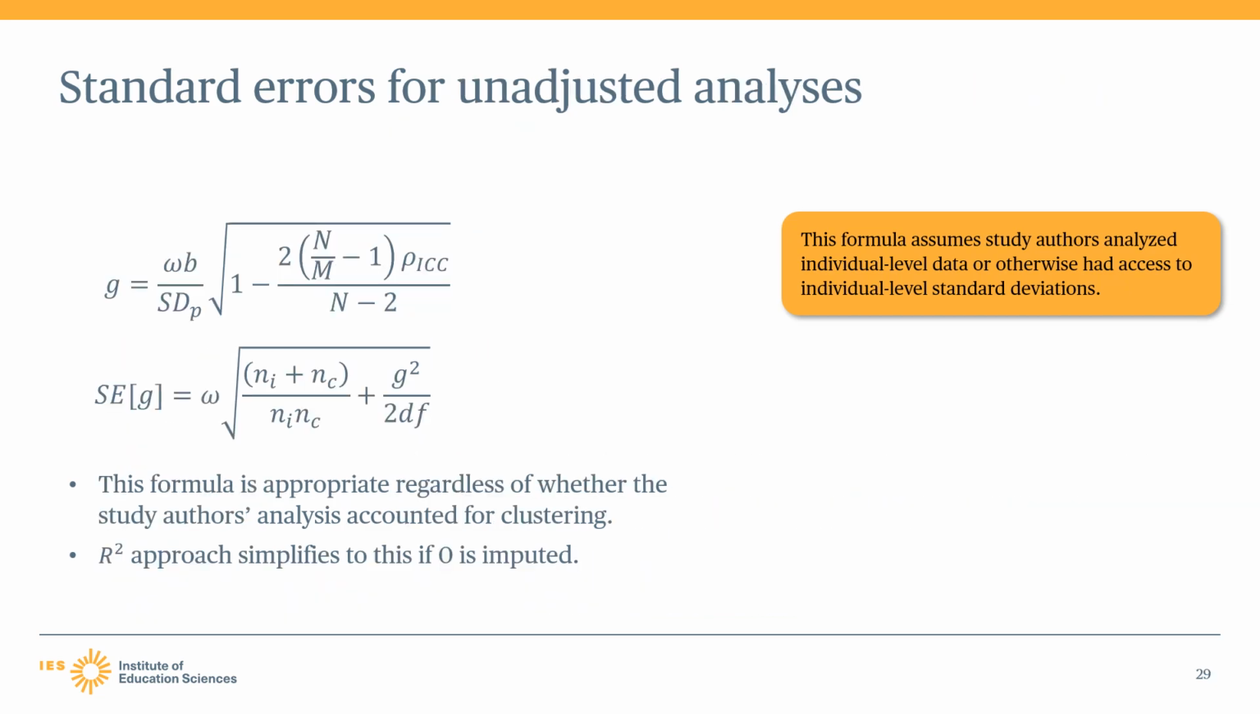Recall that the WWC always prefers to calculate effect sizes and their standard errors from covariate-adjusted analyses, but some studies may only conduct unadjusted analyses. For unadjusted analyses, the WWC can calculate the effect size and its standard error using the following formula. This formula is appropriate regardless of whether the study author's analysis accounted for clustering. As before, the WWC makes assumptions regarding the value of the ICC based on the type of outcome measure.